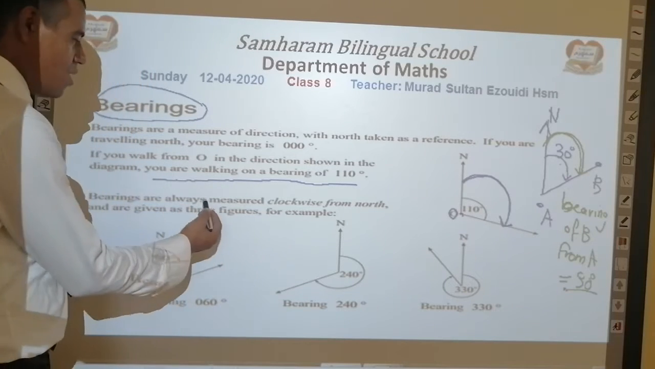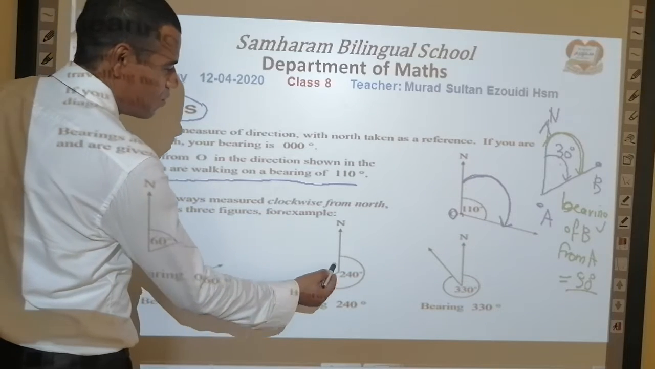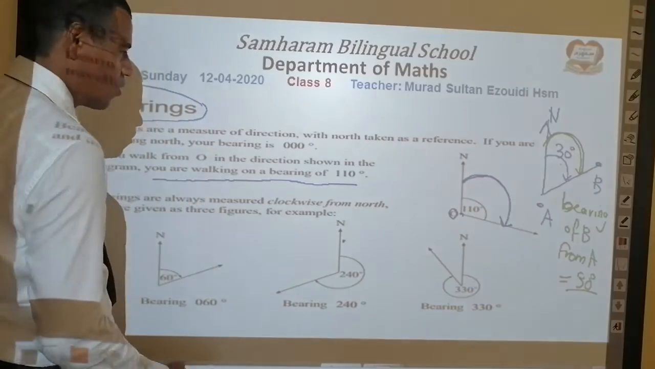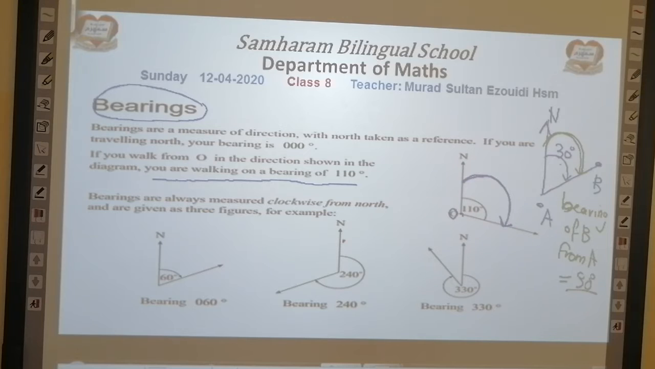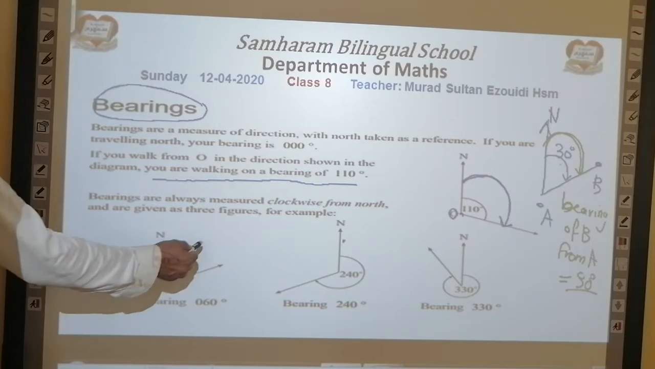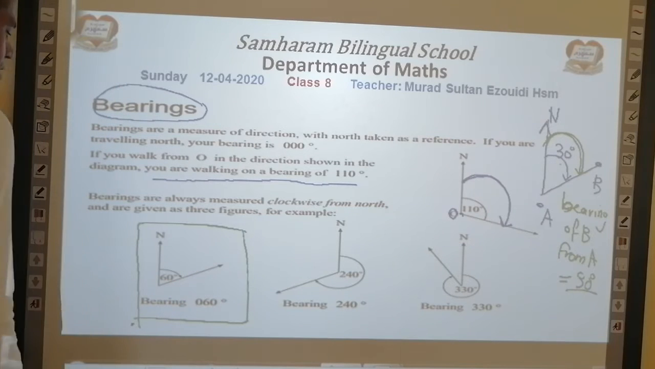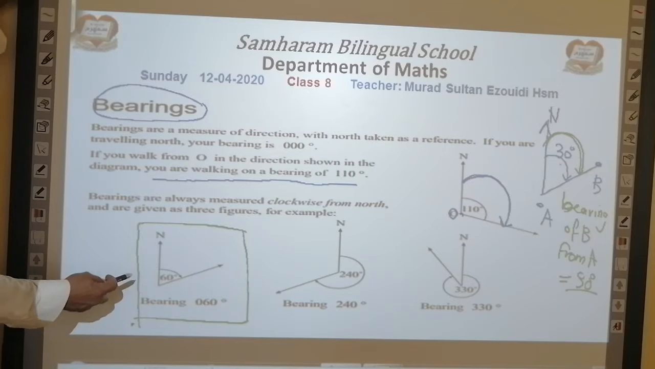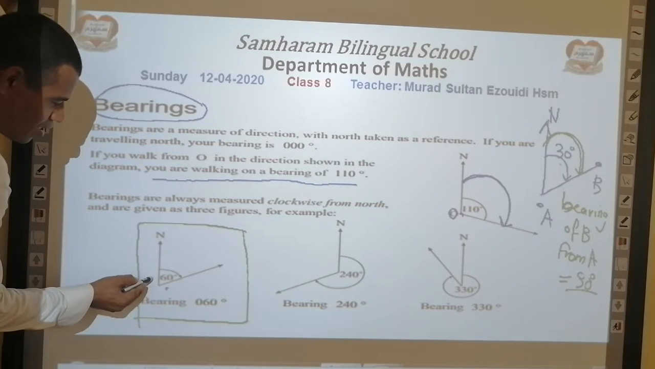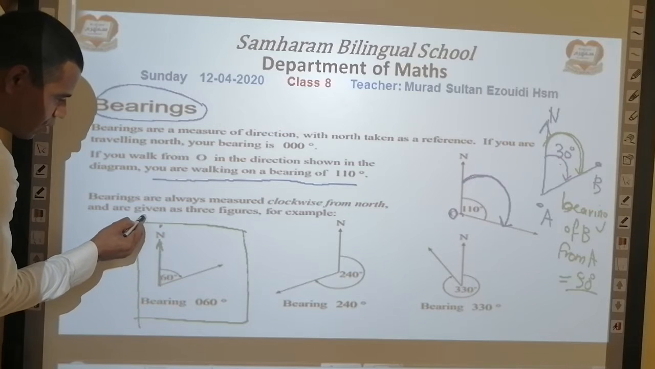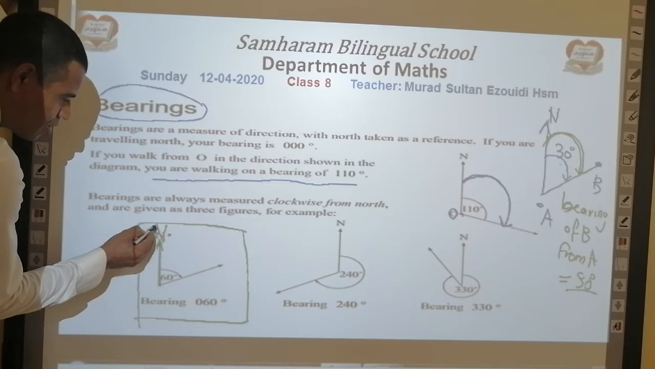Bearings are always measured clockwise from the north direction, not anti-clockwise or counterclockwise. And they are given as three figures. For example, look at the first diagram. We have a bearing of 60 degrees. This is the north, which I will label as N.